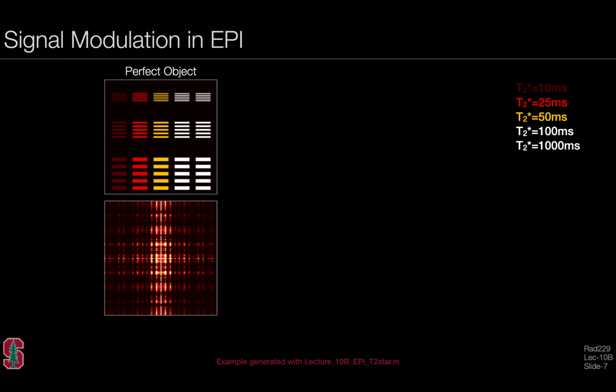So here we've performed some simulations. The simulation here of a perfect object showing various line pairs at high spatial resolutions, intermediate spatial resolutions, and lower spatial resolutions for a range of T2 stars going from 10 milliseconds to 1,000 milliseconds. We can generate this object in MATLAB and simply take its Fourier transform and see that we recover a magnitude K-space that looks like this image that's shown here.